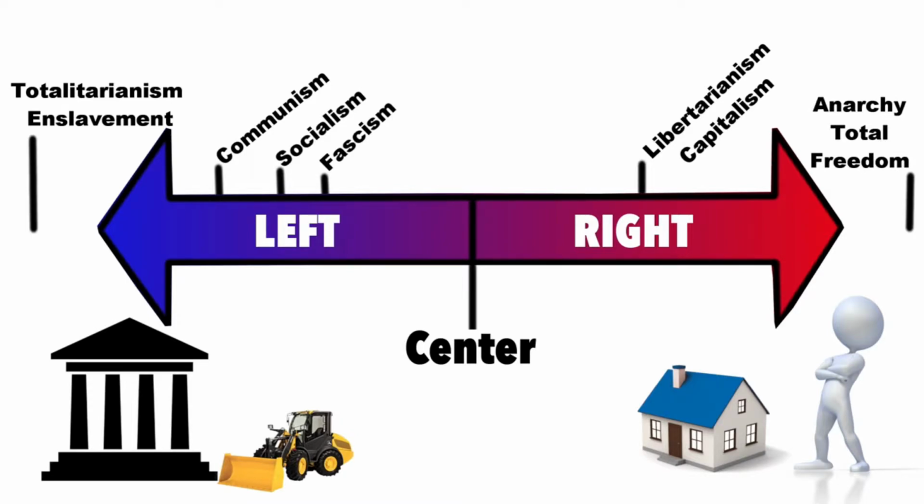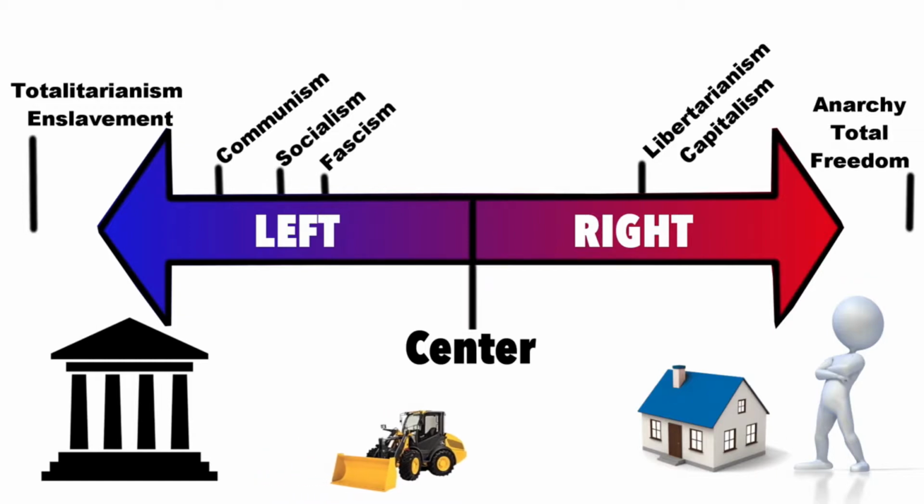Next, we have another one that people often get mixed up. A notch to the right of socialism is fascism. Fascism is private ownership over the means of production, but with government control, often referred to as state-run capitalism.